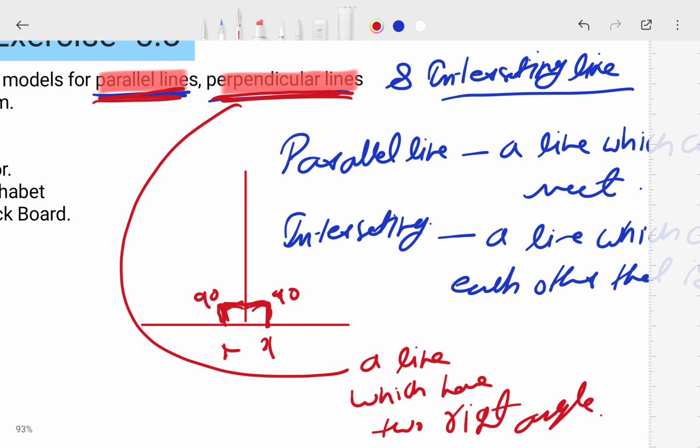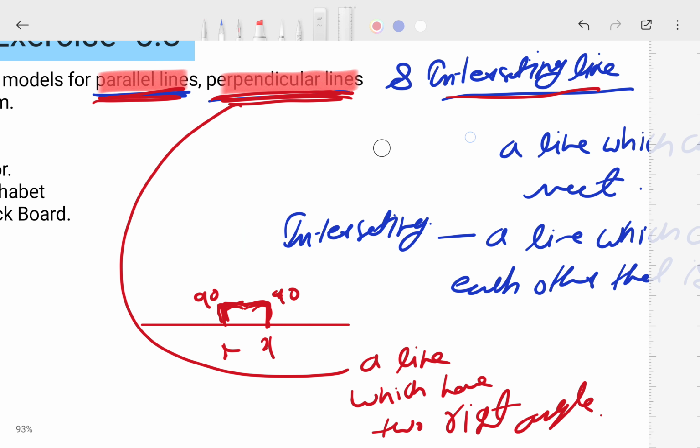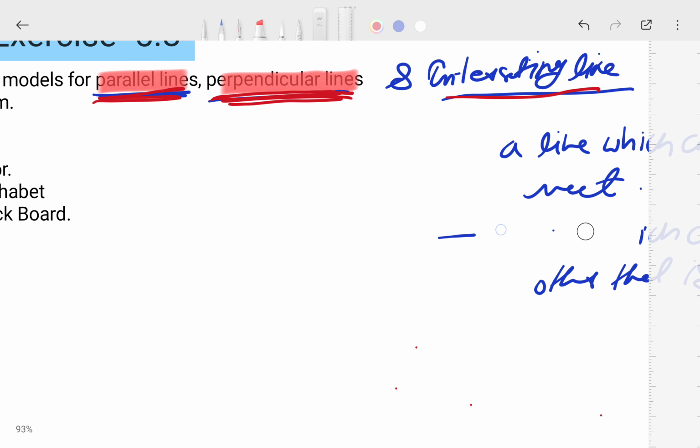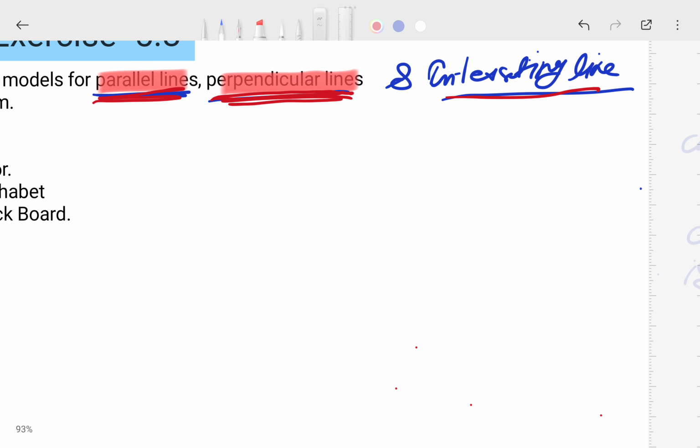Parallel line means the line which never meets. Perpendicular, the line which has two right angles. And intersecting line means the line which can intersect or cross each other. Okay, now is it clear?